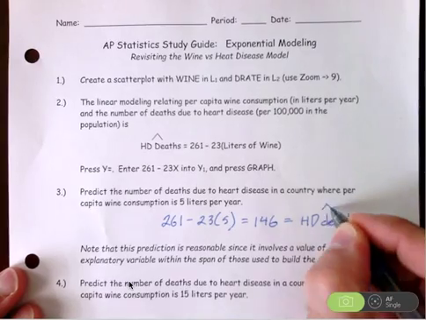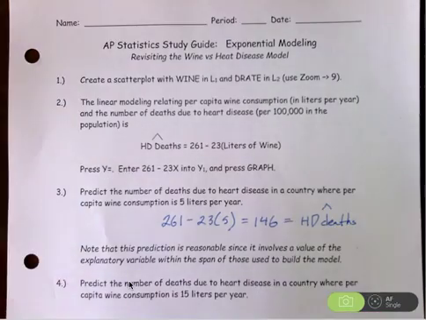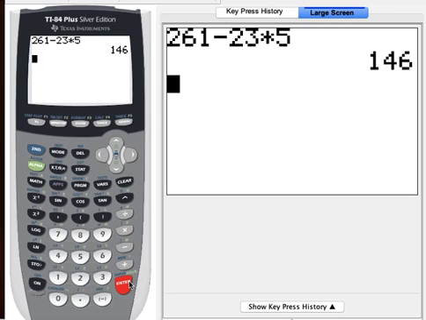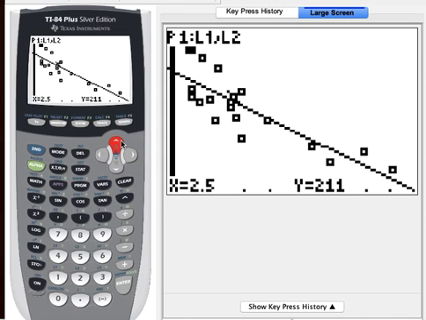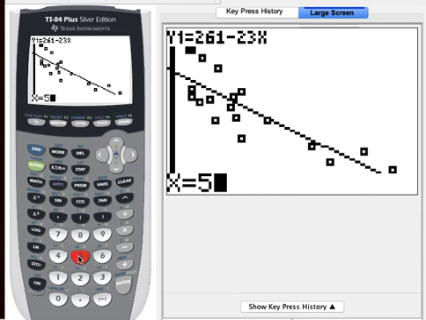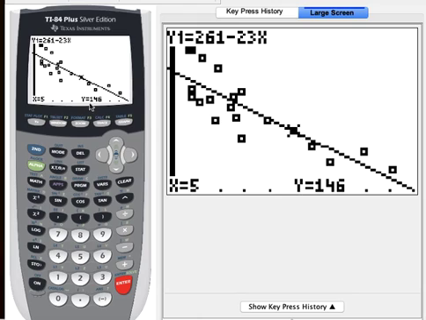But that's our prediction, and you can actually see that in the model. If we go to the graph and press the trace button, right now we're tracing the plot, but if you press the up arrow, you'll see that now we're tracing the linear model in y1. If you type in the 5, that's the x value for which we're trying to make our prediction, it will give you the y value, the prediction of 146.